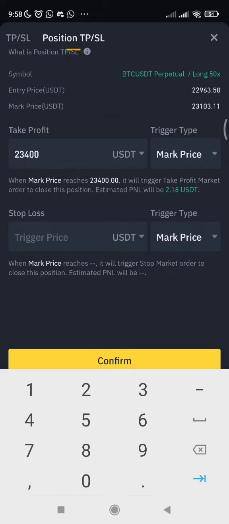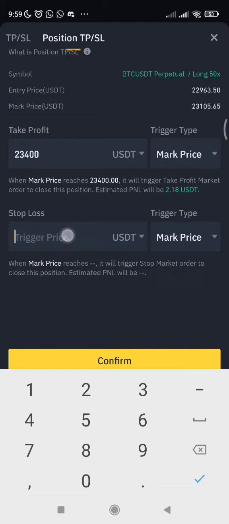All right, now the calculator will show you your PNL. So at this take profit, at this target, this is how much you will be making from this trade. The calculation is based on your leverage and your margin, then your entry price.